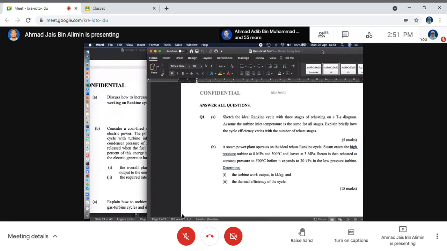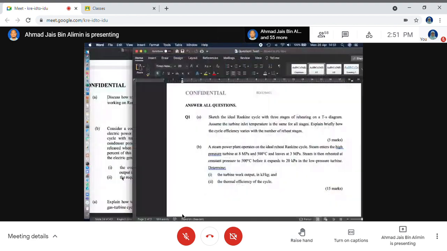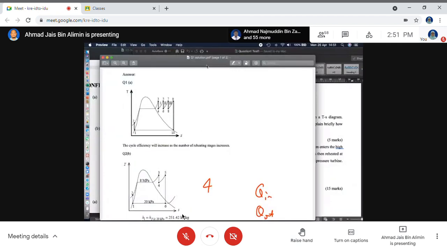So kita tengok skema jawapan yang ini. Question 1, test 1. Question 1. So ni adalah simple TS diagram. 1, 2, 3. 1 reheat, 2 reheat, 3 reheat. So ada 4 puncak. Okay. The cycle efficiency will increase as the number of reheating stages increases. So put that down.